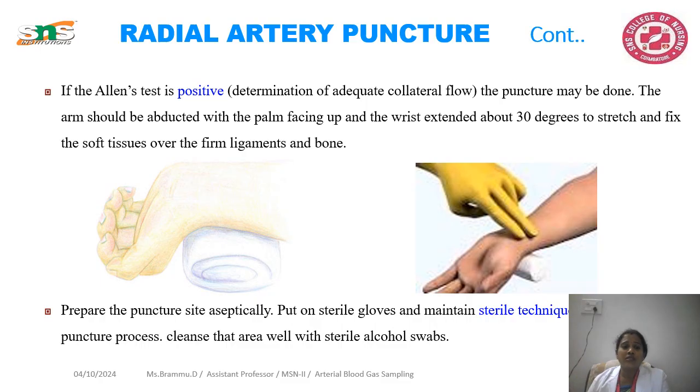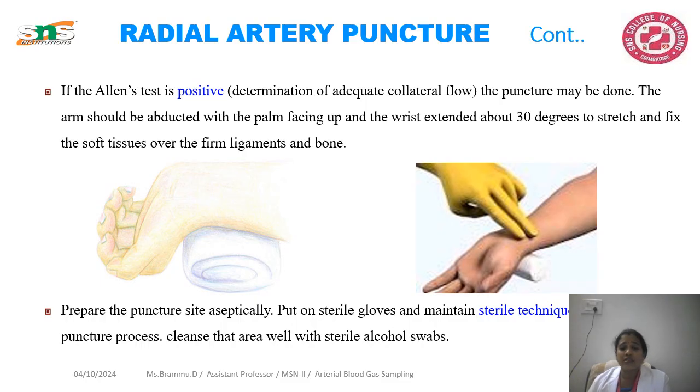After that, the arm should be kept in an abducted fashion with the palm facing upwards and the wrist extended around 30 degrees. We'll be stretching the patient's hand and wrist, and then we will be checking for the artery, that is the radial artery.